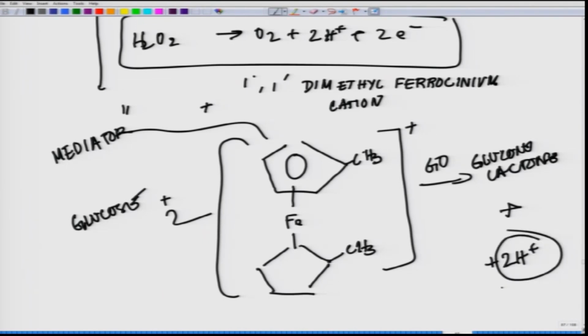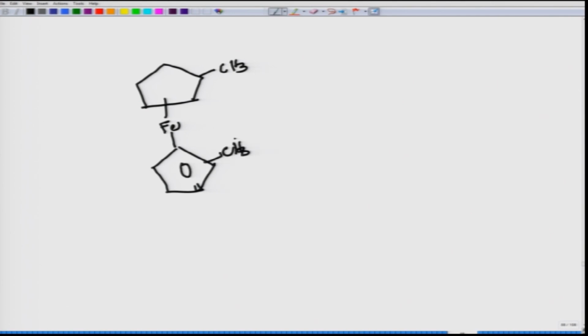So it forms 2 protons which are getting generated. The mediator consumed in the reaction is then regenerated at the working electrode. What is happening is that at the working electrode, the dimethylferrocene, 1,1' dimethylferrocene, which is produced, with its CH3, Fe, CH3 structure, is being liberated.